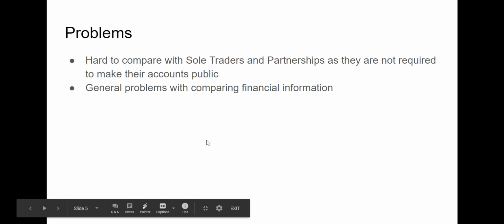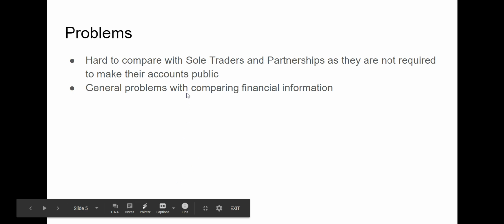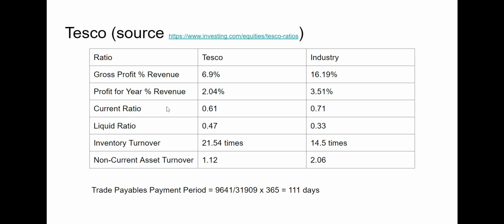You can get around that to an extent, but we'll talk about that on the next slide, by using industry averages. And then I've done another video on this, the general problems with comparing financial information. Obviously, they apply very much to ratio analysis, things like it being backward looking.